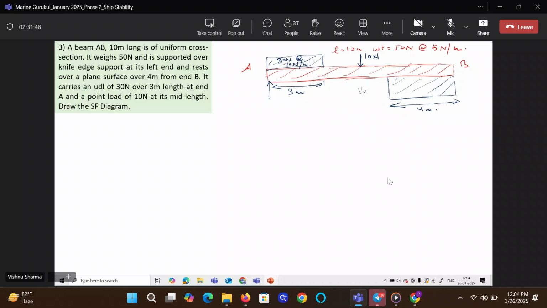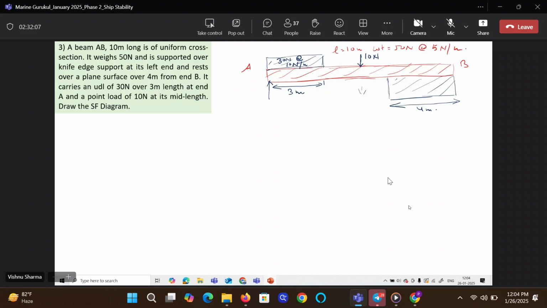Have you put the arrow upwards or downwards? Or you have not put the arrow? Samuel, have you put the arrow or not? I put it downward, sir. Okay, then it's okay. Okay, guys.